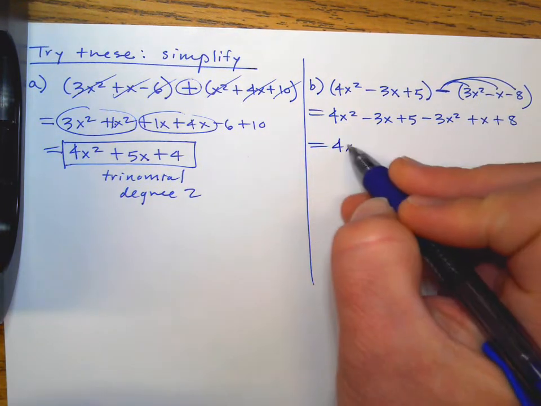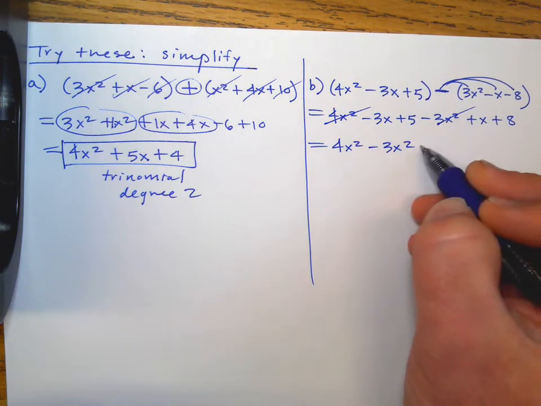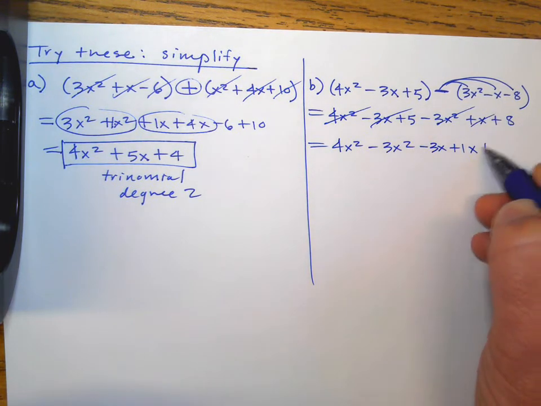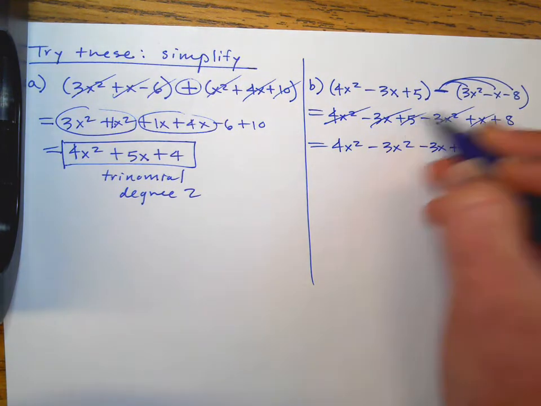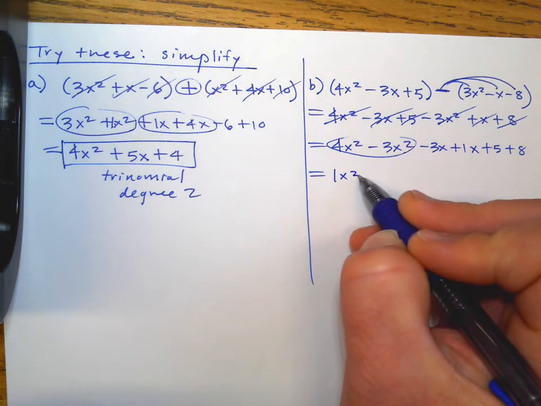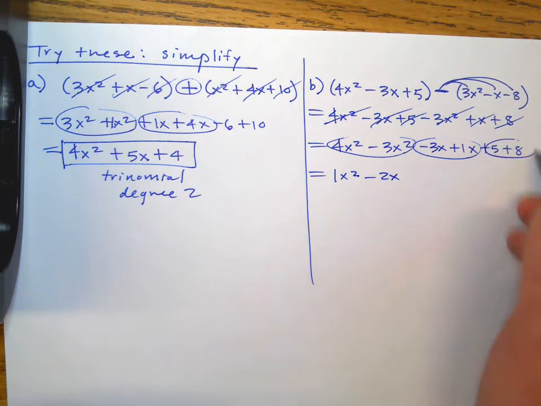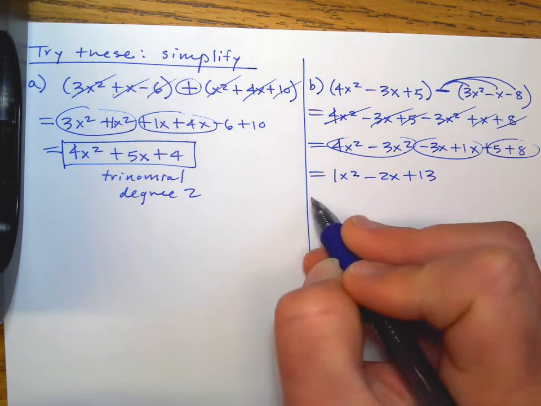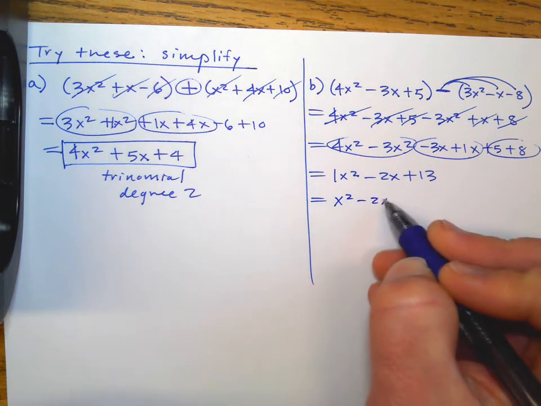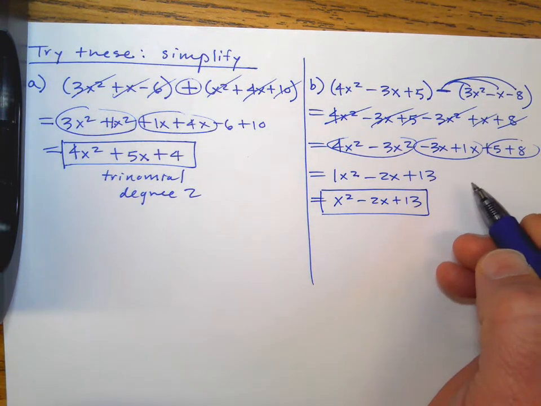Then I'm going to put them in order. 4x squared minus 3x squared, minus 3x plus 1x, plus 5 plus 8. So combining like terms, that's going to be 1x squared, 4 minus 3, minus 2x plus 13. Now for the final answer, we usually wouldn't write the 1. 1x squared is the same as x squared. So if you wanted to, you could have just written it like that on the last step if you were thinking ahead.